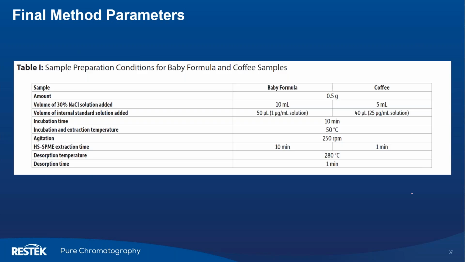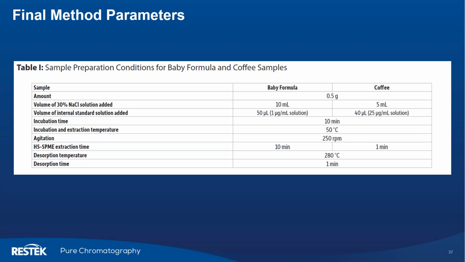So look at our final sampling parameters, right? We used half a gram of sample, so half a gram of baby formula or coffee, followed by a 10 mL addition of 30% sodium chloride in water solution. The 30% sodium chloride really helps promote these analytes of interest into the headspace. It makes them less soluble in the water matrix and in the baby formula matrix, promoting them to the headspace. For coffee, we used a 5 mL addition of this 30% sodium chloride solution.